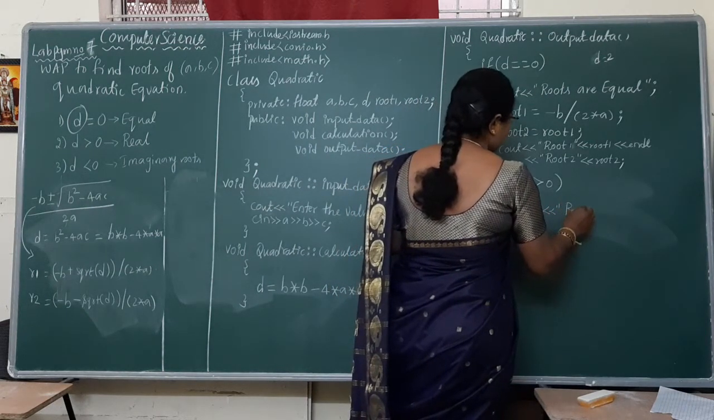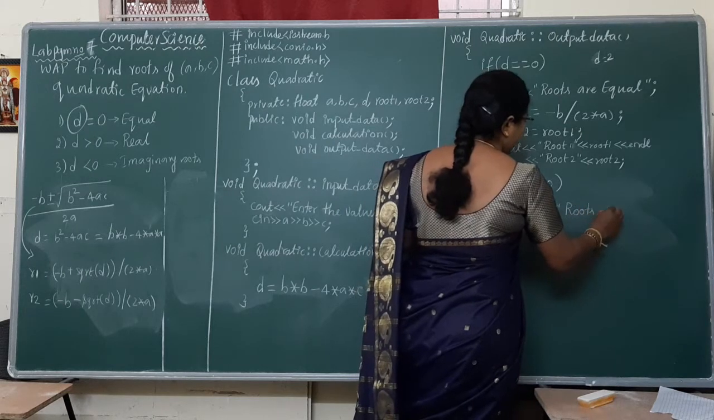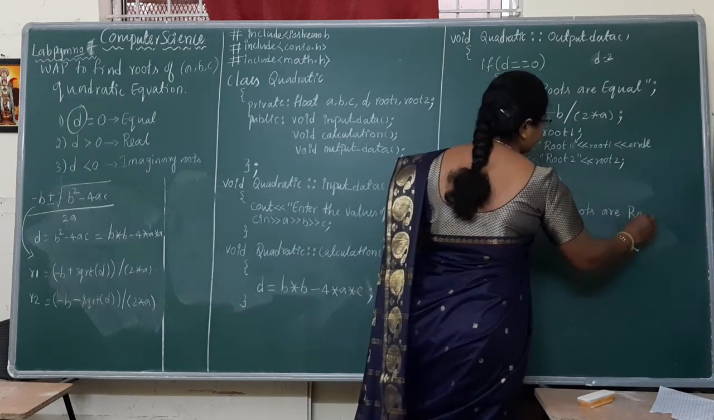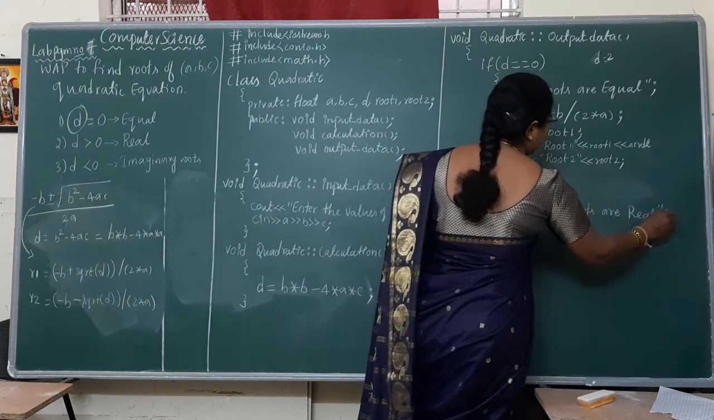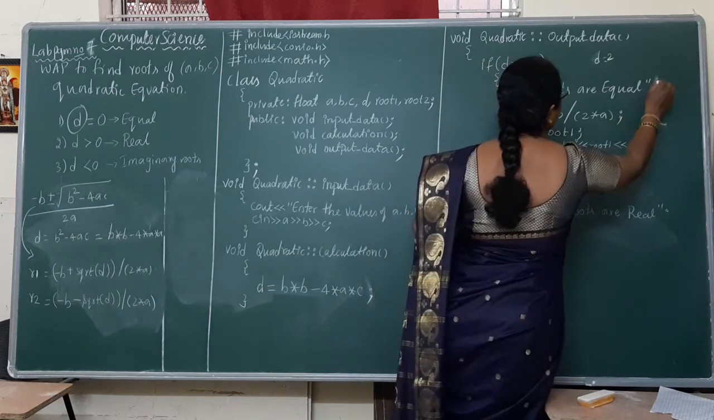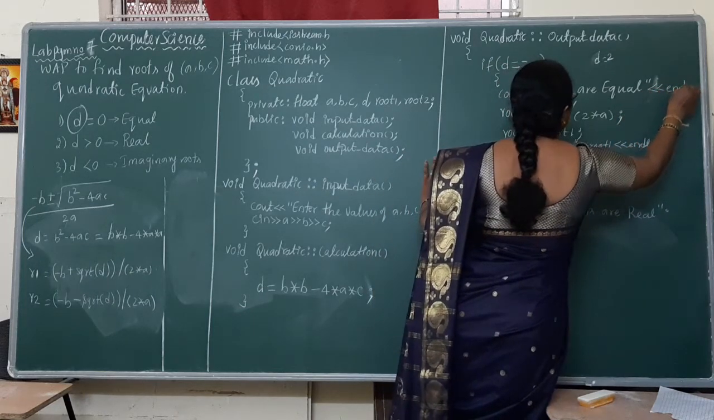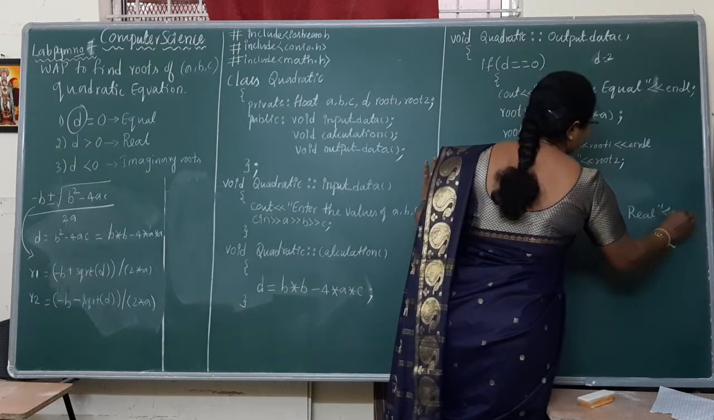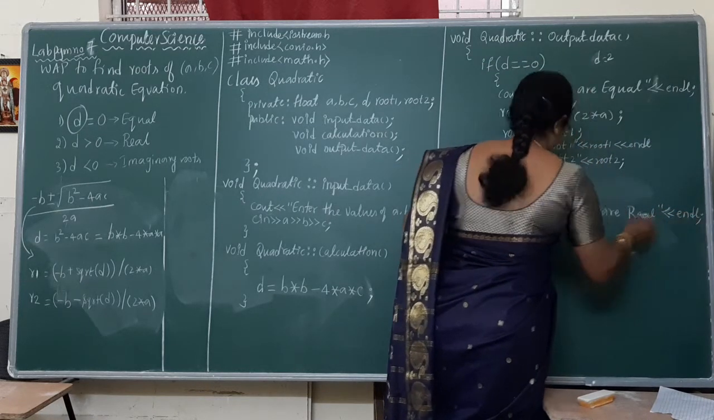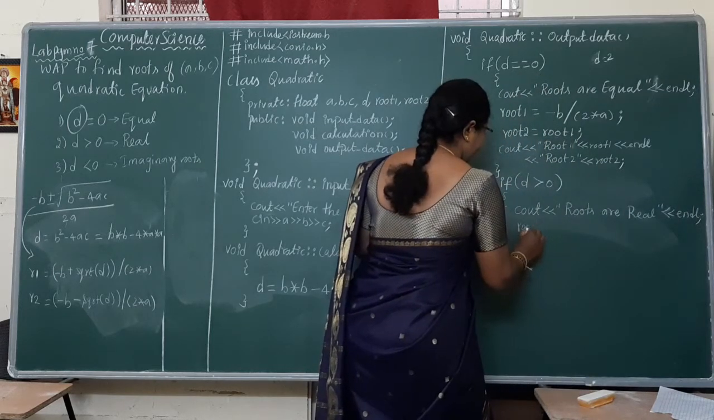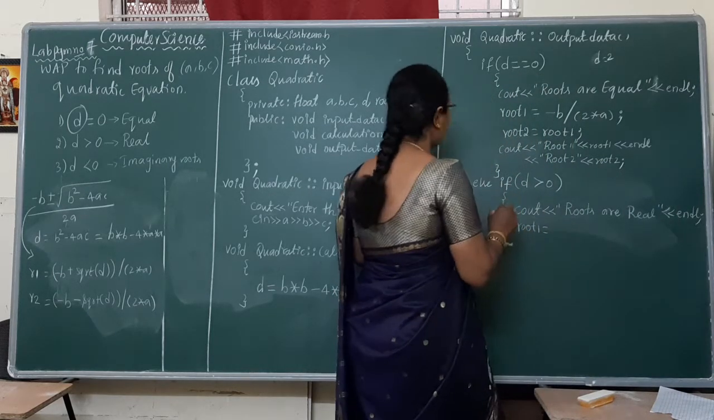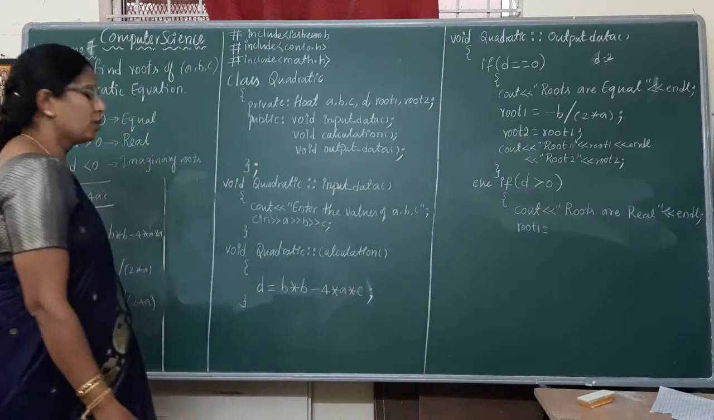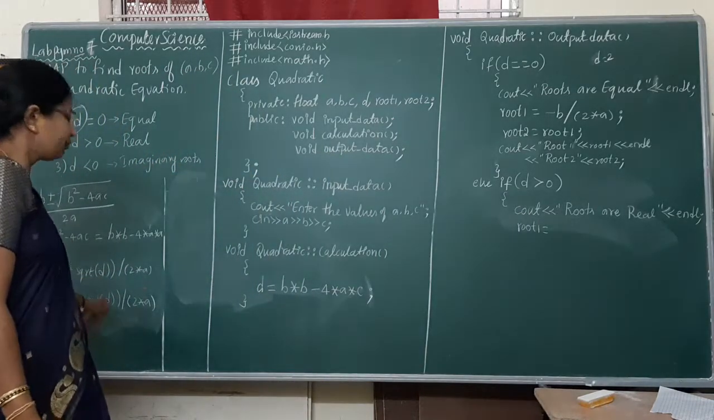Cout roots are real or positive. If you want, you can add endl here, because below, roots are going to be displayed. So put an endl over here. Then find root 1. Root 1 equal to, here you need to write the complete expression. Once for root 1, another for root 2.